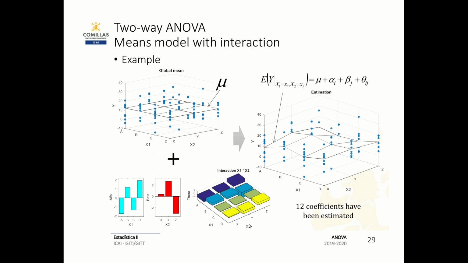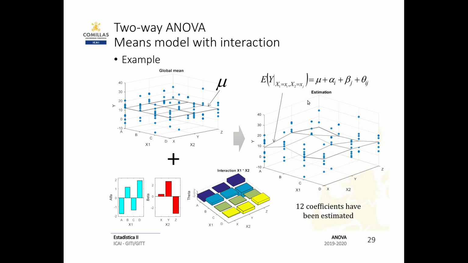So actually the number of parameters we need to estimate is x1 minus 1 times x2 minus 1. So in x2 we have 3, so minus 1 is 2. In x1 we have 4, minus 1 is 3, 3 times 2 is 6. So for estimating the interactions we only need 6 numbers, plus the 6 numbers that we already had for the mean, the alphas and the betas.